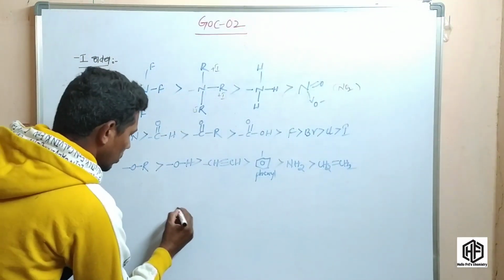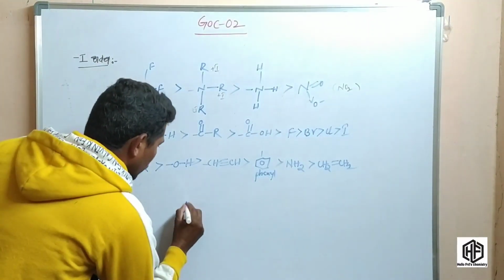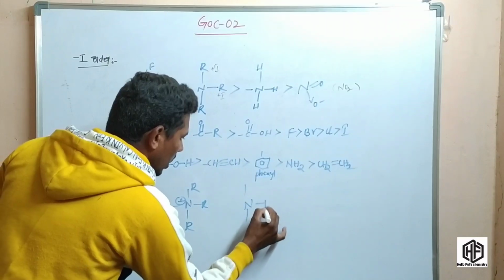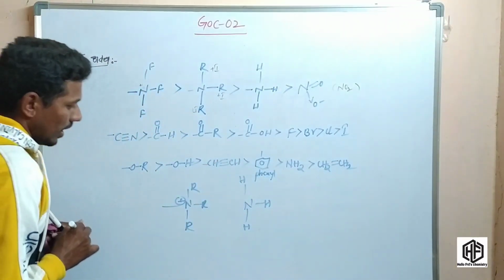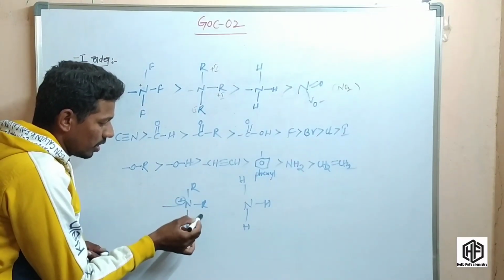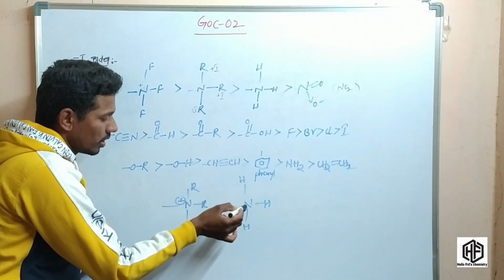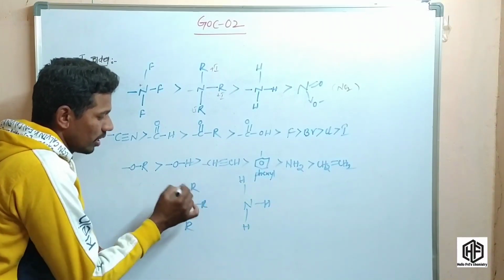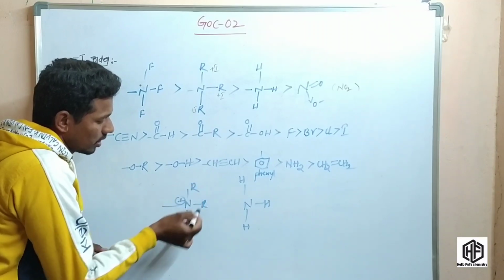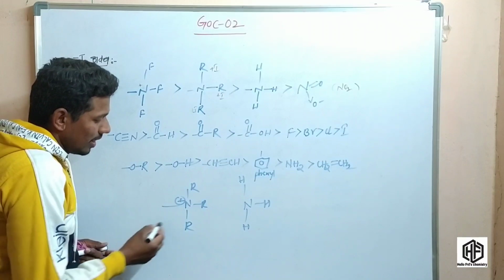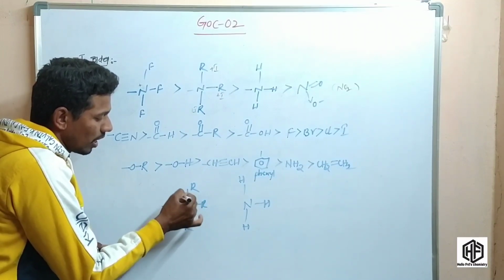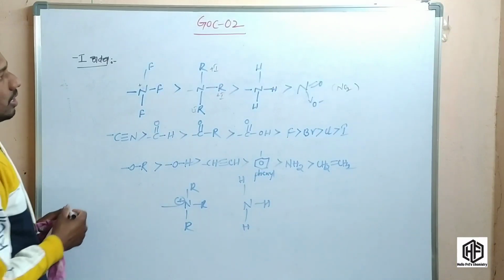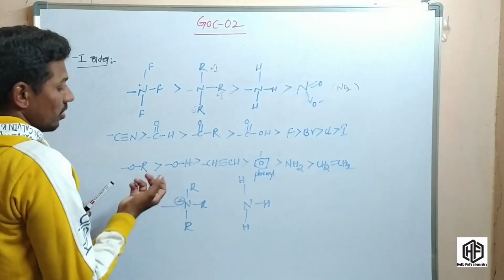For example, nitrogen is bonded with three groups: alkyl, alkyl and alkyl, and it has a positive charge. And another nitrogen is bonded with hydrogen, hydrogen and hydrogen. Actually, the first has more electron density because the neighboring groups are electron releasing groups. The second has less electron density, because nitrogen is connected with hydrogen atoms. Whenever electron releasing groups are connected with the nitrogen atom, it has more electron density, and whenever it has more electron density, it has a lower minus I order. Minus I order means electron withdrawing group.